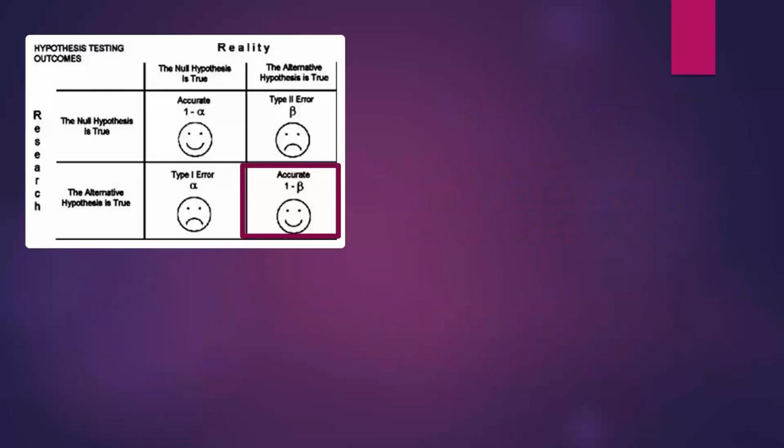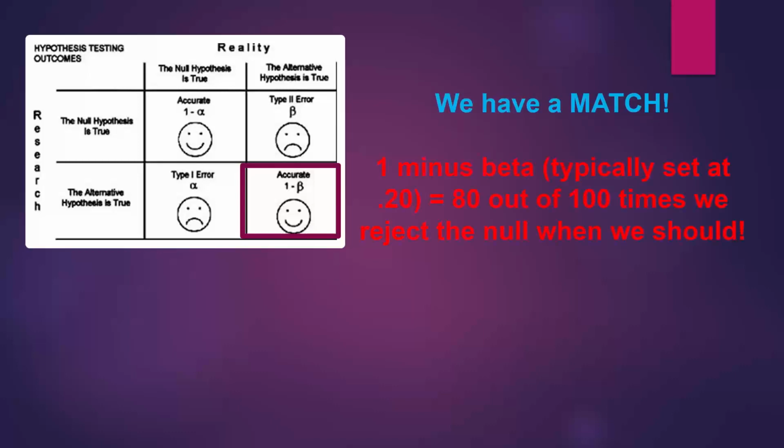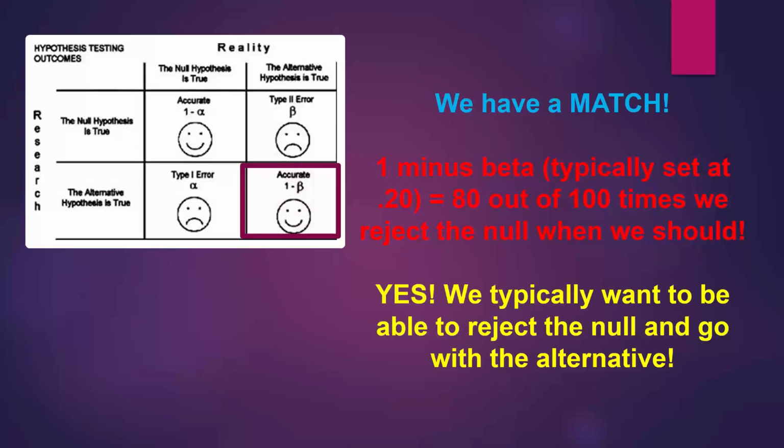Let's look at another example. So in reality, the alternative hypothesis is true. So your groups or conditions differ. And in your research, it also shows that they differ. We have another match. And this is considered 1 minus beta. And beta is typically set at 0.20. So that means 80 out of 100 times we reject the null, and we should. Yes, we typically want to be able to reject the null and go with the alternative, and that is what our K99 and R00 hypotheses will be testing.